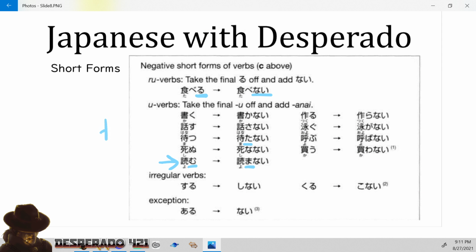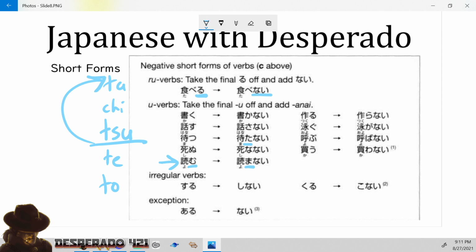This tsu is a part of the T group there, Kinney. So it basically goes ta, chi, tsu, te, and then to. So this tsu here is in that T group. So it goes from tsu to ta. So matsu to matanai.